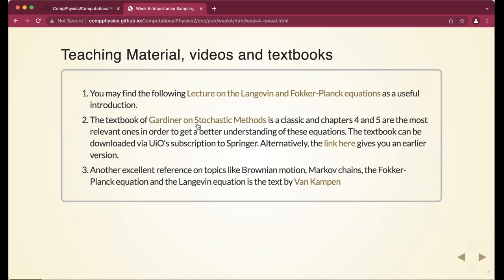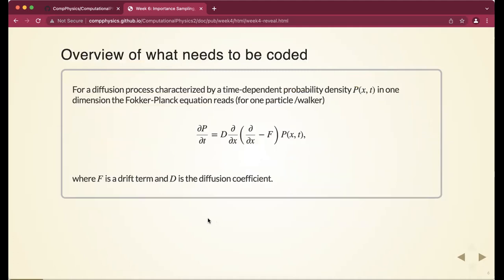If you wish to read more about the stochastic methods and Markov chains, there is an excellent textbook by Gardiner on stochastic methods in science. There's actually a link here to a previous version. There's also another text if you want to read more about Brownian motion, Markov chains, and the Fokker-Planck equation. There is a text by van Kampen, which I think is just called Markov chains.